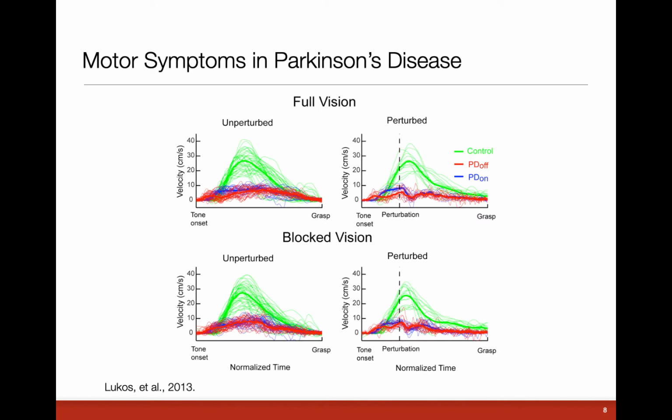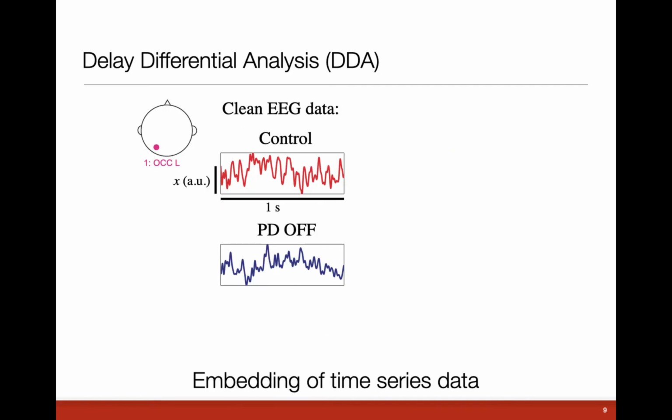Considering the trajectory of hand velocity over time, normalized from the tone onset to the grasp, we see this change after the object perturbation more clearly in Parkinson's disease patients, both on and off medication. Considering a 1-second sample of EEG data in a healthy older adult and PD patients off dopaminergic therapy, we may find it difficult to distinguish differences due to Parkinson's disease in a brief recording.